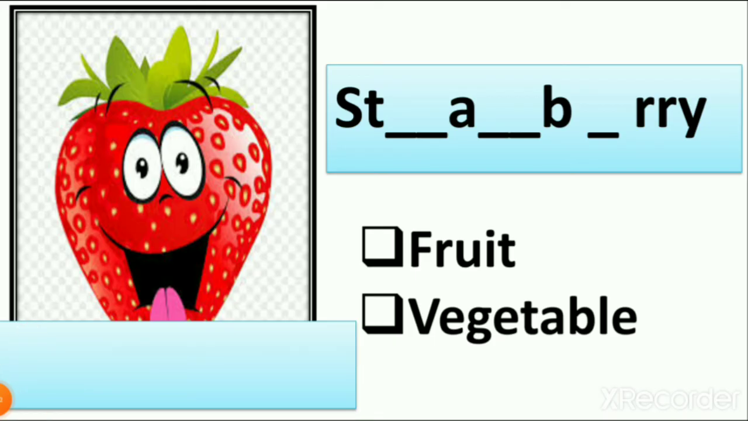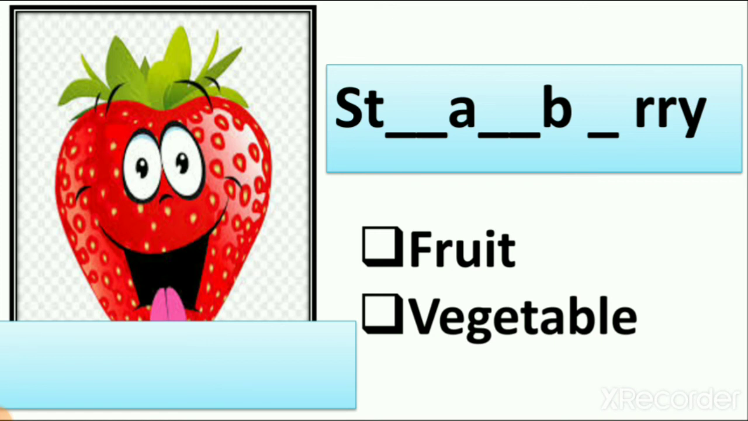Let's see which is the next. Here, yes, a red color fruit we eat. Very yummy. So which fruit is it? Yes, it is strawberry. So what is the spelling of strawberry? It is a very big spelling.